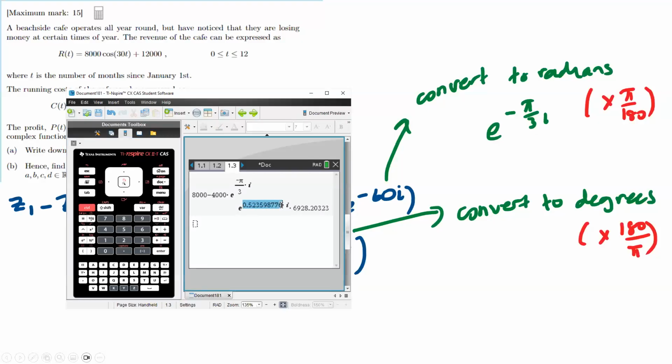All I'm going to do is grab that whole argument, not with the i, copy it, paste it down here, and then multiply that by 180 divided by pi, and that will convert it back into degrees for me. And that's nice, that equals exactly 30 degrees. So I can put 30 now into my exponent.